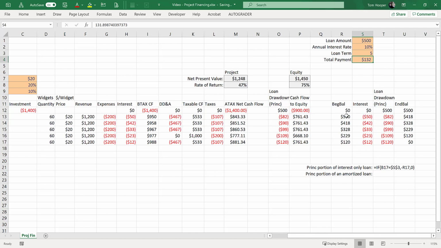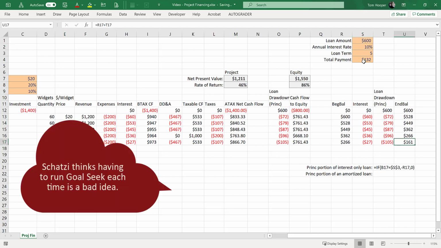50 goes to interest, and then 82 goes to principal. So our interest portion goes down even faster, our principal portion goes up even faster, and our total loan goes down quickly enough that it finally reaches exactly zero at the end of the day. So we have an amortized loan here. But we had to use goal seek to find the payment. And if we had a dashboard that allowed us to come up here and change our loan from 500 to 600, we'd have to rerun goal seek to find the new payment to get the ending balance to zero.